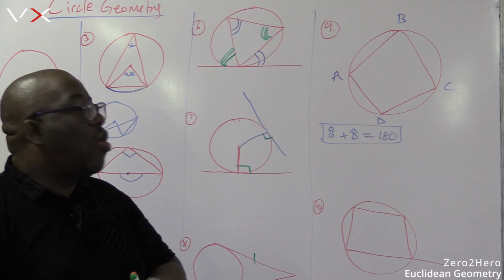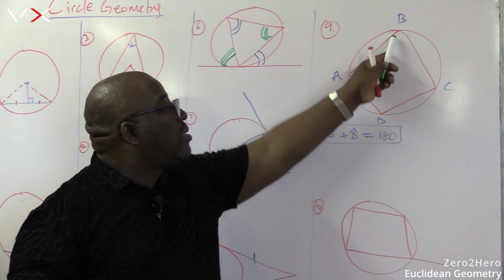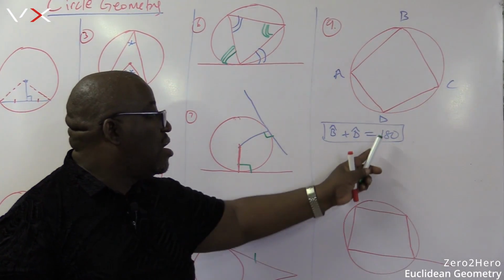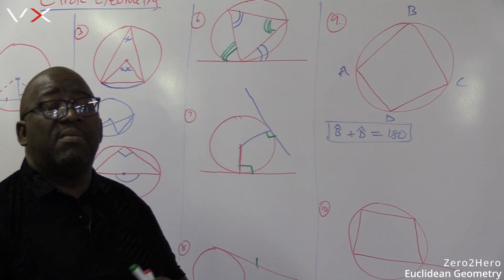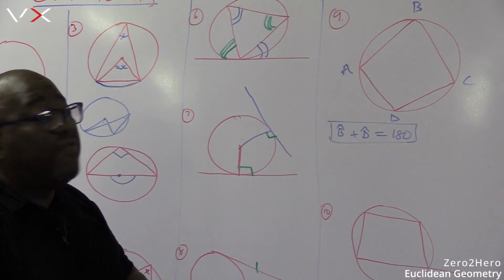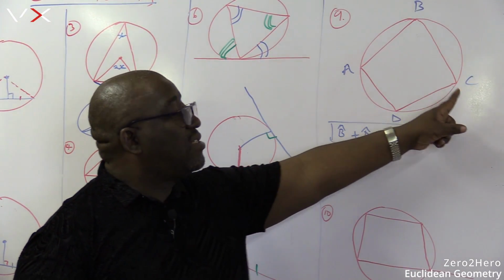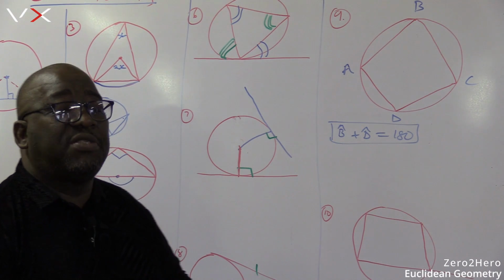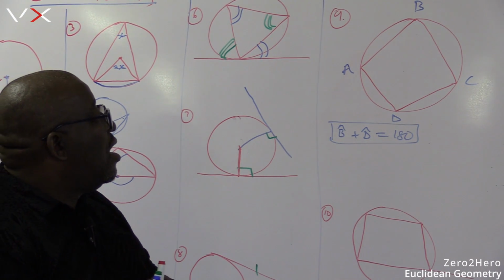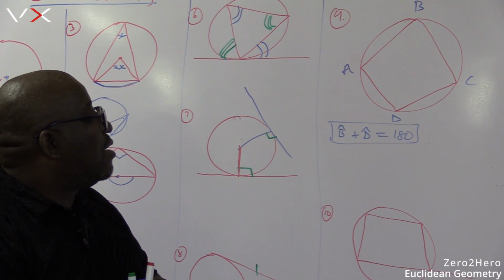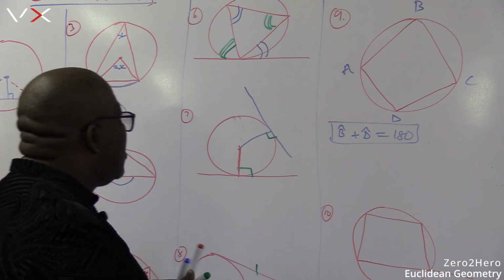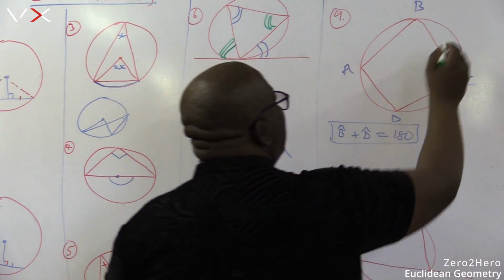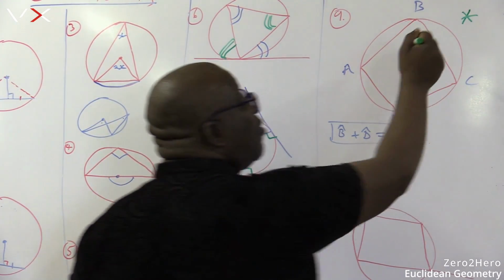The sum of opposite angles of a cyclic quad are supplementary. Supplementary means equals to 180. In the very same way, angle A plus angle C is also equals to 180 because the sum of the two opposite angles of a cyclic quad are supplementary. Remember these things. This one is important because you need to prove this in the exam.